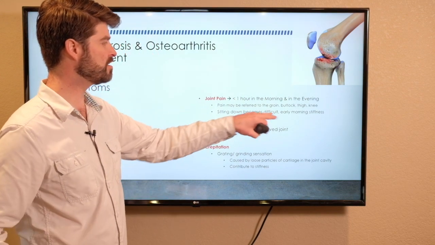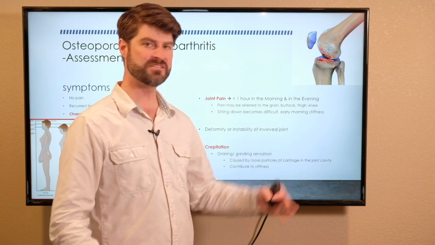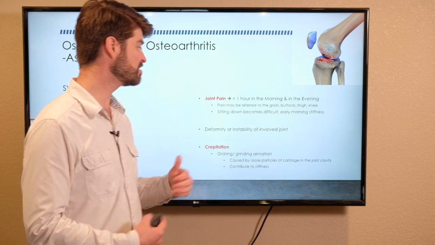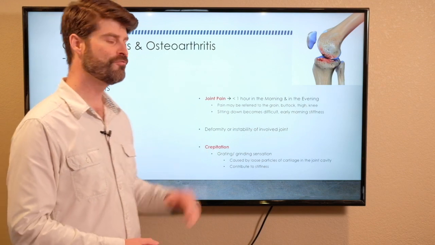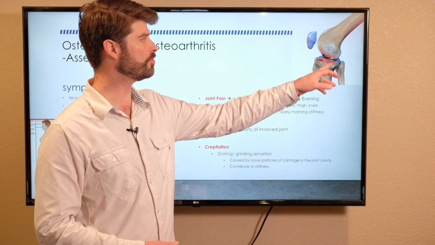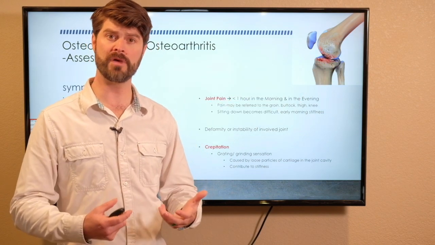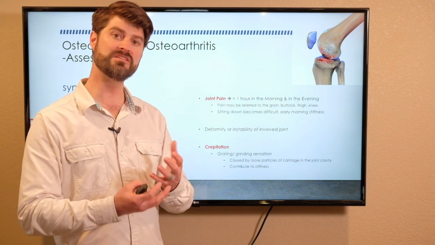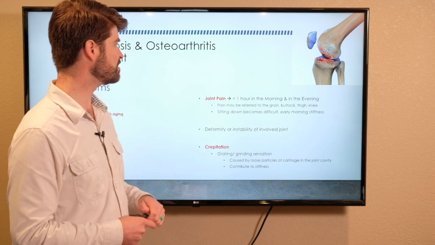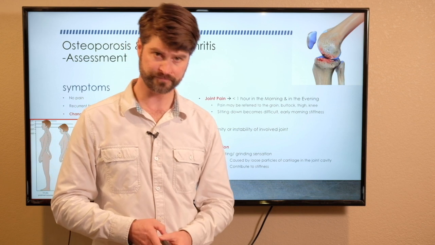Sitting becomes difficult for these patients, and the stiffness associated with immobility, especially in the mornings and the evenings, is also very common. Deformity of the joint can also occur because this bone-on-bone grinding can result in inflammation. So you can start to see swelling around the joints where advanced osteoarthritis is taking place.